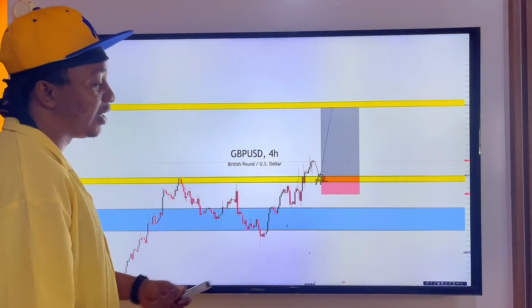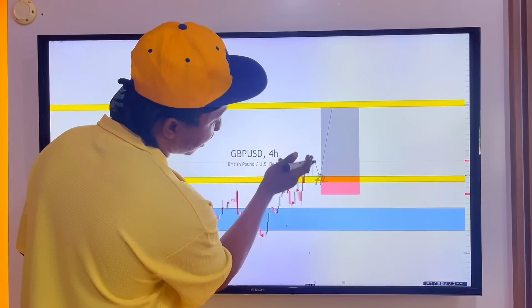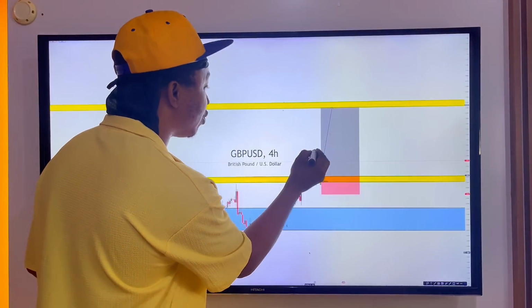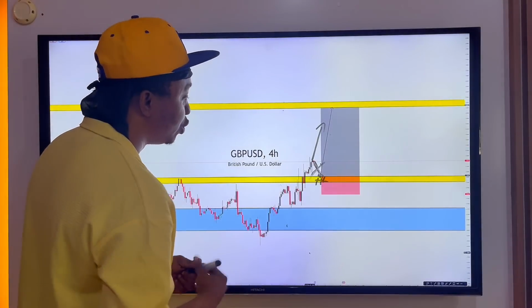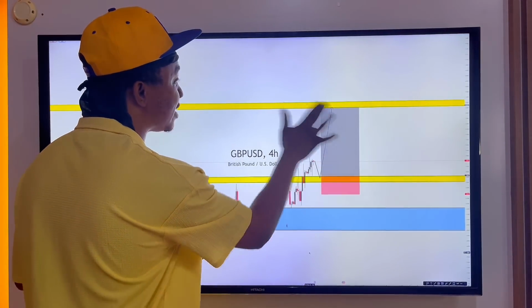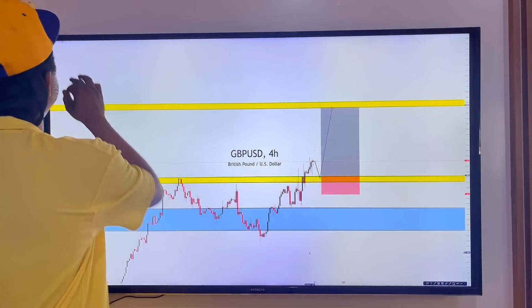Now let's talk about what will make this setup invalid. This trade becomes invalid if price fails to form a higher low and continues to go up. Then this setup becomes invalid for entry. So this is the full and complete analysis, as I said, on GBPUSD. Let's move to the next pair very quickly.